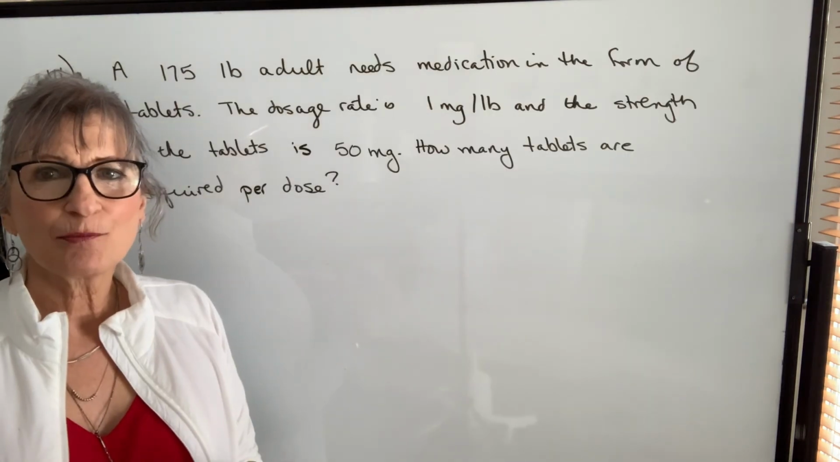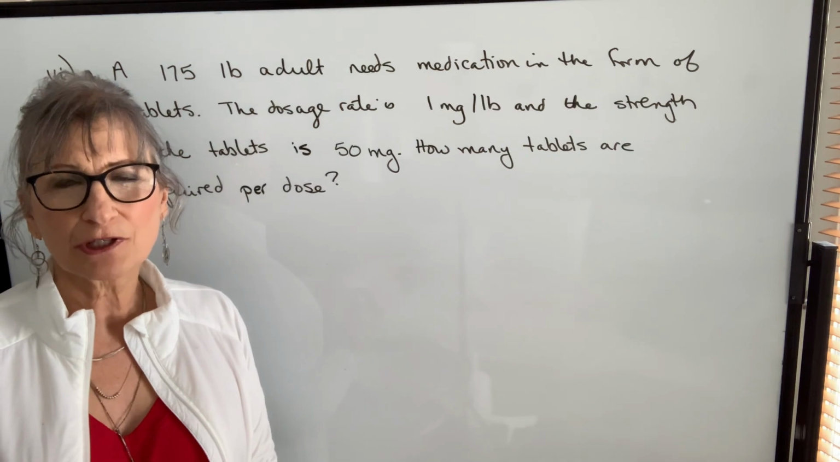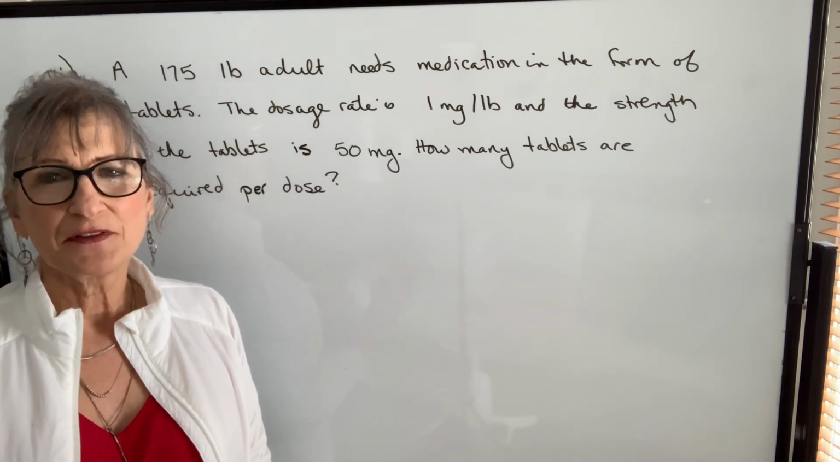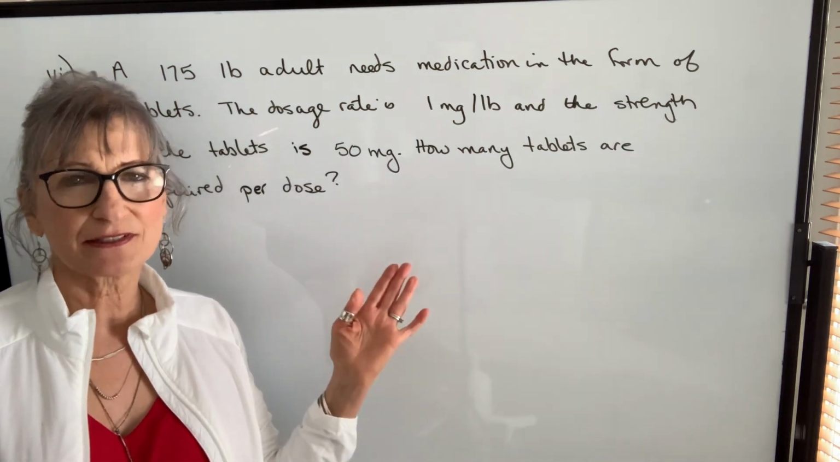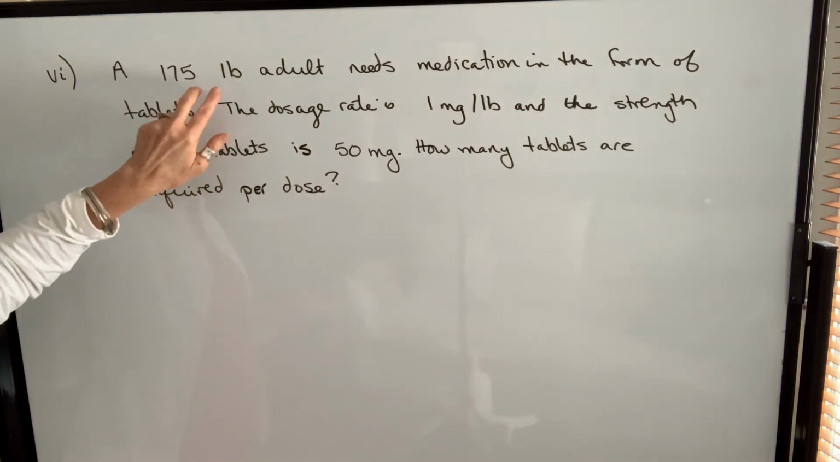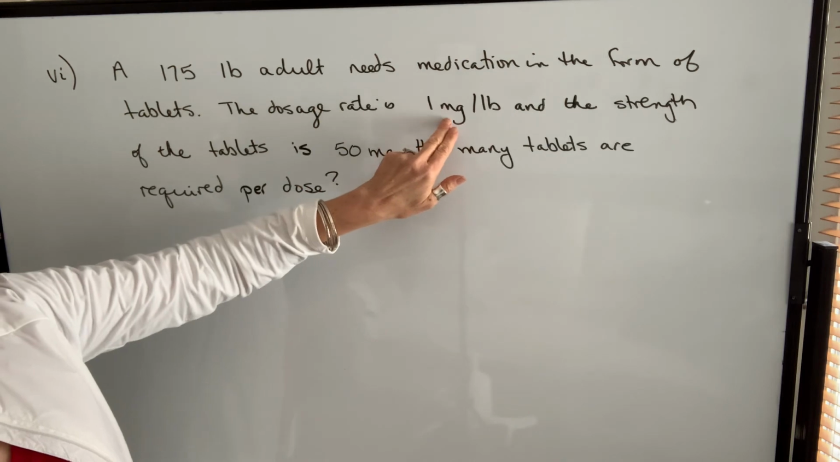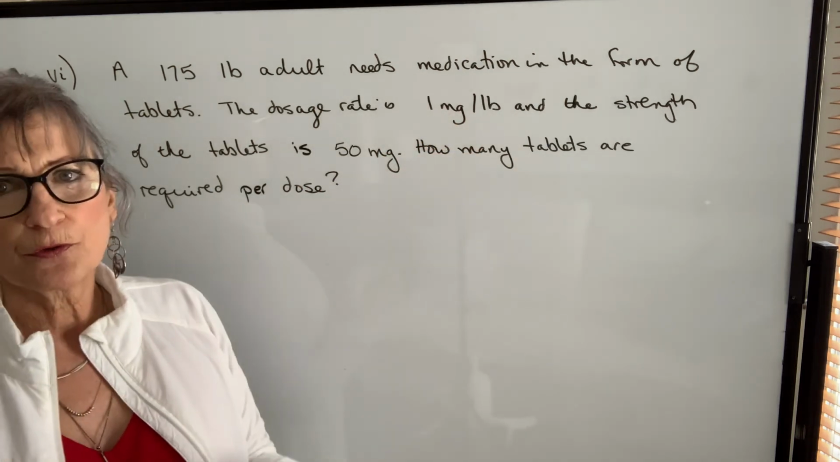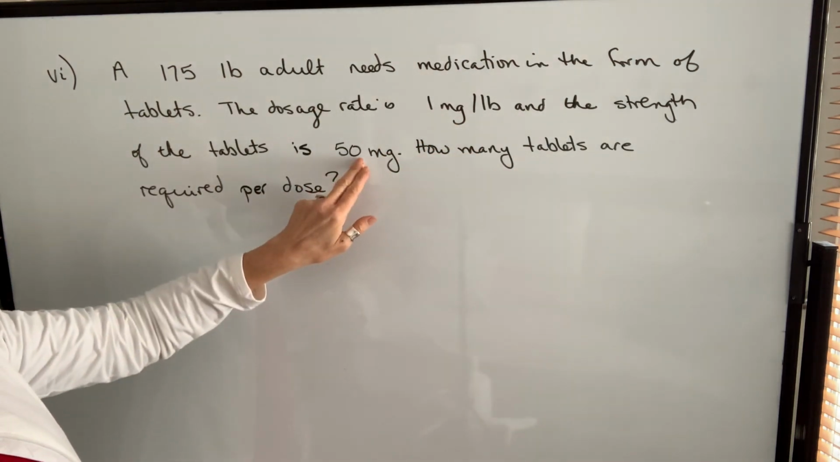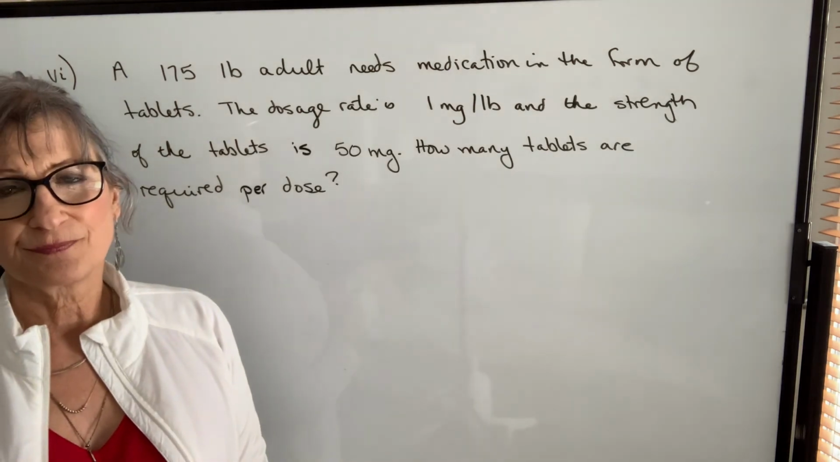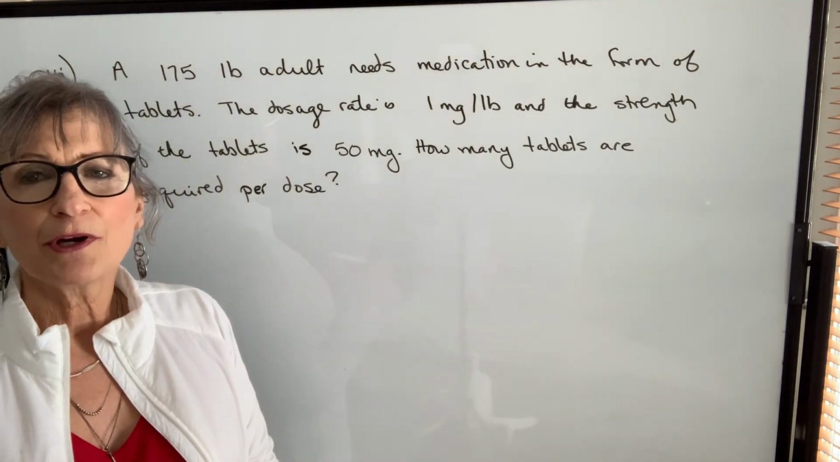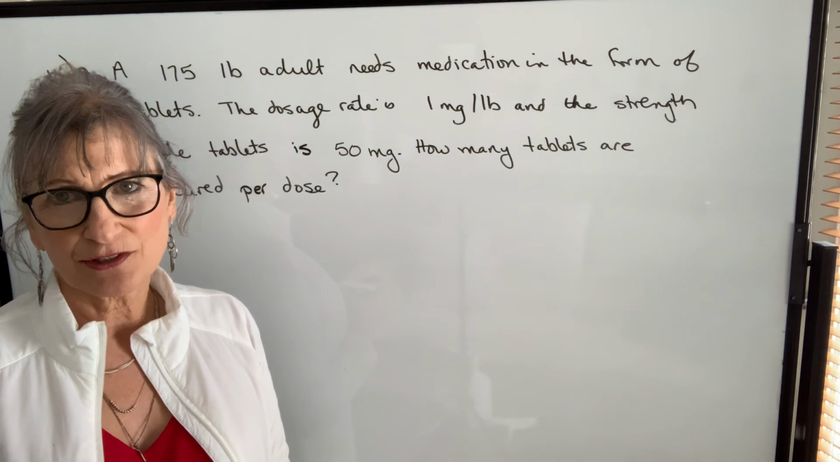In the last example, we found out how many milligrams of drug a patient needed, but in this question, we're going to find out how many tablets. So we're told the weight of the patient, and we're told the dosage rate is 1 milligram per pound, and then we're told the strength of the tablets is 50 milligrams per tablet. So what we want to know is how many tablets does this patient receive?